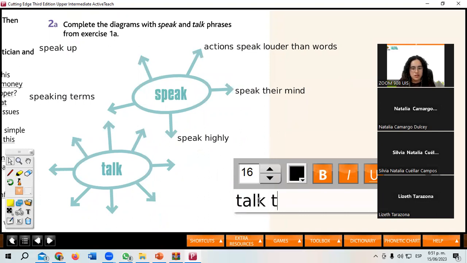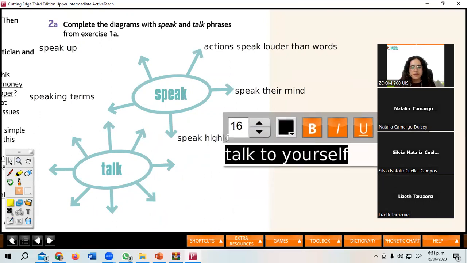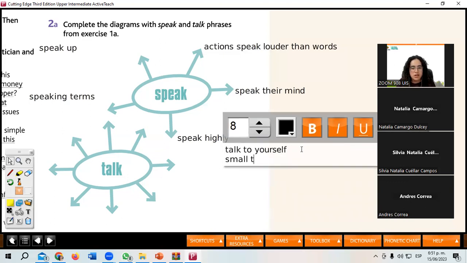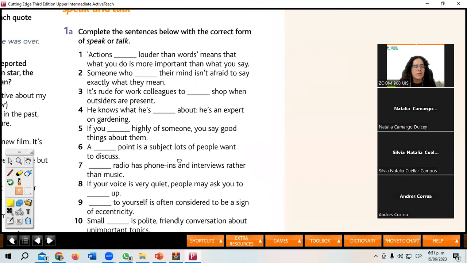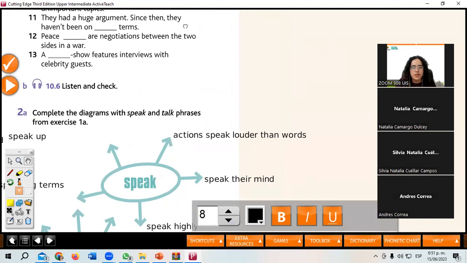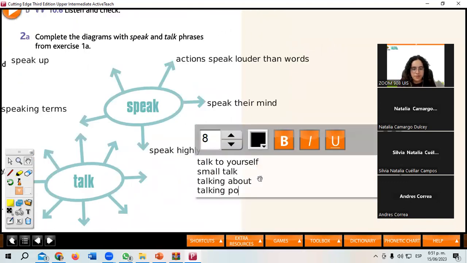Talk to yourself, for example. Talk to yourself. What else? Talking about. Small talk. Talking about what? Talking point. Los puntos a hablar, a tratar, talking point. Talk shop. Right? To talk shop, about work. To talk about work.